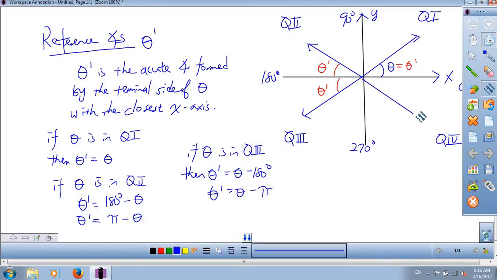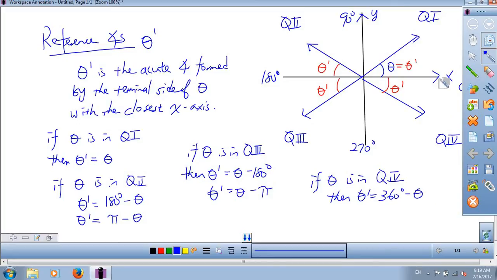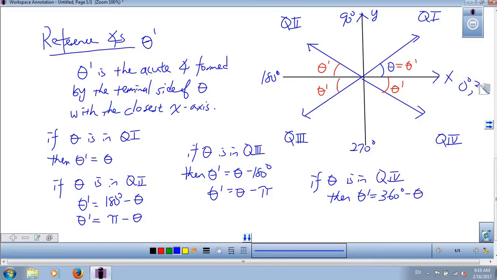And then lastly, in quadrant 4, let's say the terminal side is in quadrant 4, that angle formed between the x-axis and the terminal side will be this angle. And so let me write it down here. If theta is in Q4, quadrant 4, then theta prime would be equal to 360 degrees minus theta, because this final terminal side is not just 0 but also 360 degrees. So that's the difference between 360 and theta. So theta prime also can be 2 pi minus theta. Okay? So these are the rules for reference angle.